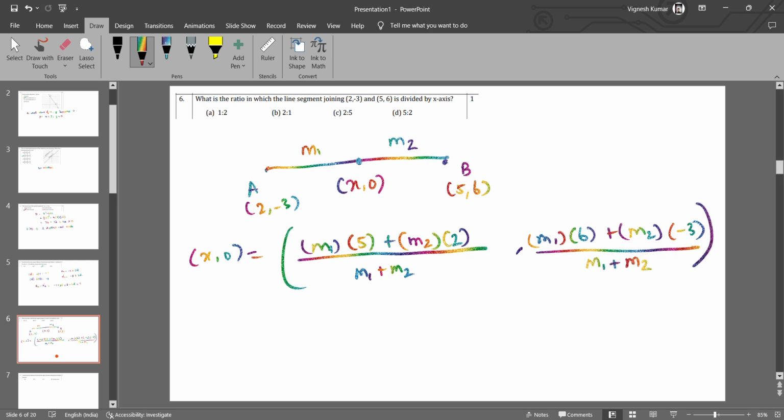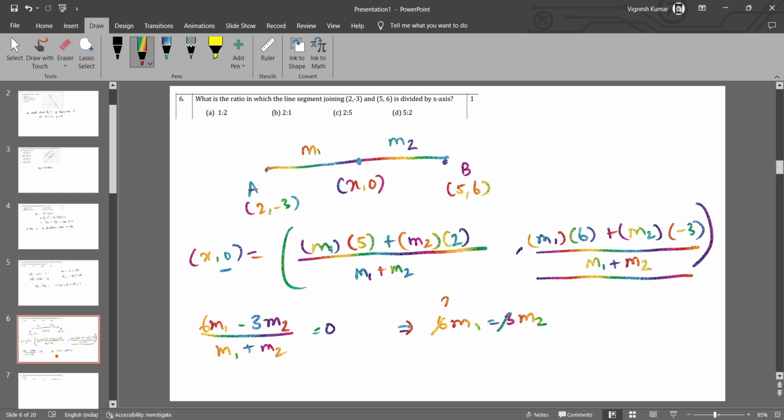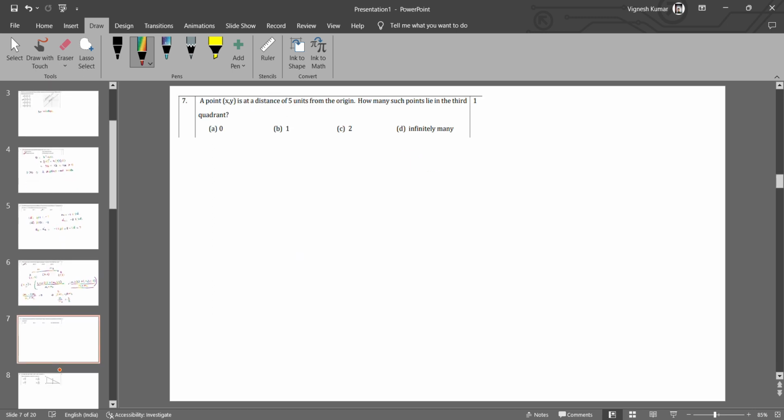So if we equate the y coordinates of both the sides, on the LHS and RHS, we'll have 6m1 minus 3m2 divided by m1 plus m2 is equal to 0, which gives us 6m1 is equal to 3m2. So if we cancel, we do have m1 by m2 as 1 by 2. So the required ratio is 1 is to 2.